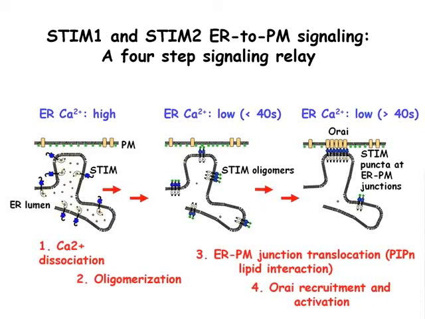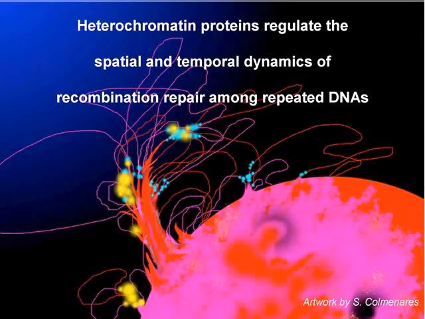Yep, I'm here. So if we can go to the first slide, I'm going to tell you how live imaging has helped us to identify novel dynamic behaviors involved in DNA repair, and the title is Heterochromatin Proteins Regulate the Spatial and Temporal Dynamics of Recombinational Repair Among Repeated DNAs. And the significance of the solar flare at the bottom hopefully will become clear by the end of the talk.